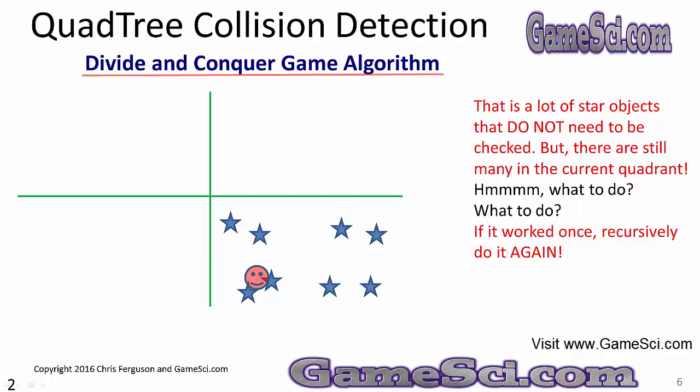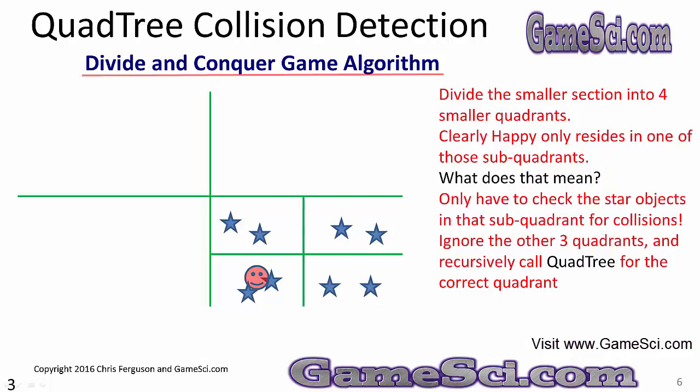Well, if it worked once, let's recursively do it again. Let's call quad tree recursively and say, divide this area into quadrants. So divide the smaller section into 4 smaller quadrants. Clearly, Happy only resides in one of these subquadrants. What does that mean? It means we only have to check the star objects in that subquadrant for collisions. Ignore the other 3 quadrants. I don't have to check here or here or here. That's 6 more checks I've eliminated from my test to see if Happy Face has collided.